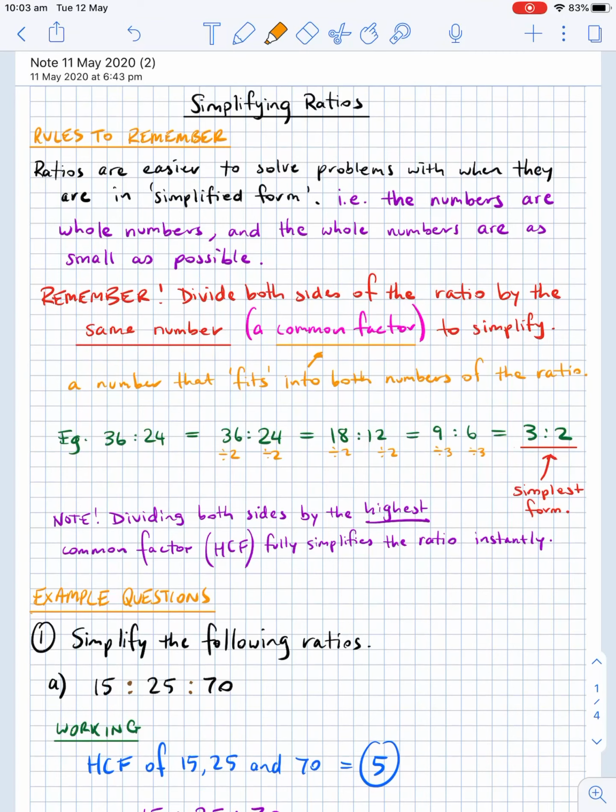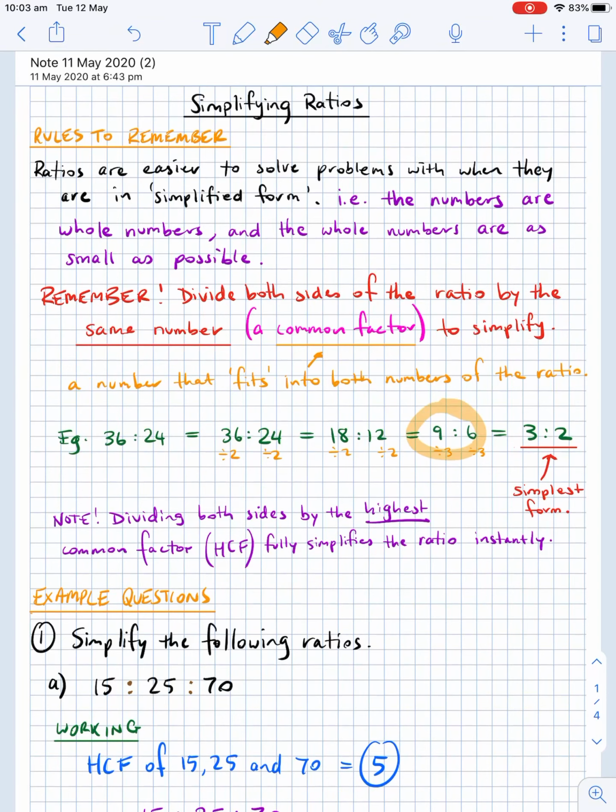It's similar with ratios. So for example, if I've got 36 to 24, that ratio is not in simplest form, those numbers are relatively big. I can make those numbers smaller by dividing them both by the same number. So I can see that they're both even, I can divide both of them by 2, I can halve both of them. So that becomes the same as 18 to 12. That can go even smaller if I want. I can divide them both by 2 as well. That gets to 9 to 6.